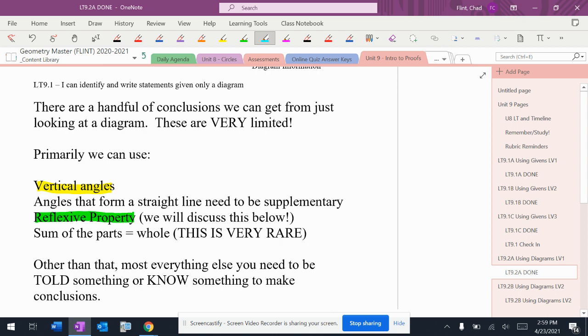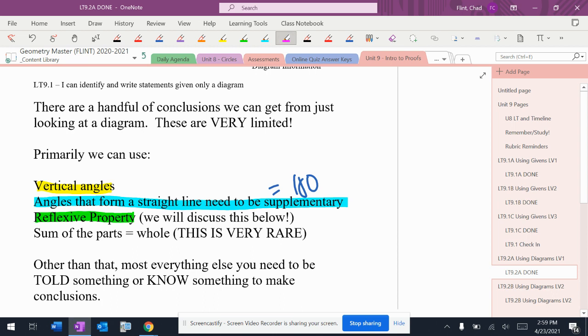The other one that you'll see and you'll do sometimes is angles that form a straight line are supplementary. It means they add up to 180, equal to 180. This one, vertical angles, and the reflexive property are by far the champions of this. When you're looking at a picture, you'll need this to get congruent pieces of triangles, and pretty much every proof that you're going to see is trying to get two triangles congruent.